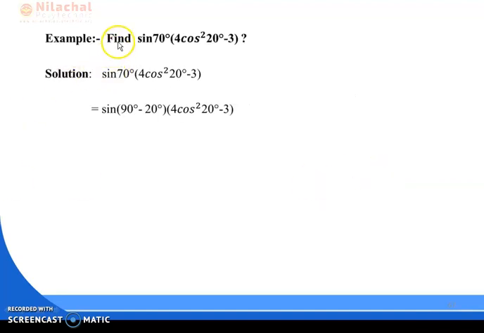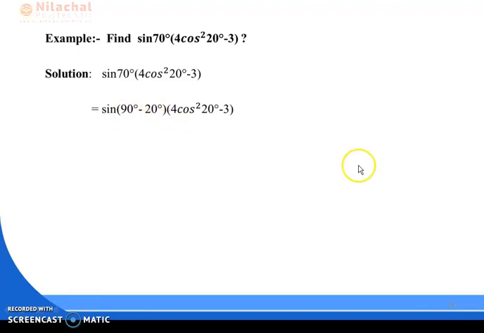For example, find sin 70 degree, 4 cos square 20 degree minus 3. In this way, we find 70 degree; we know that it is 90 degree minus 20 degree. Why do we do it now? Because here we have 20 degree, so 70 degree. So, we should make this 70 degree acute. We can make this 70 degree smaller. So we convert it into an acute angle. So, 90 degree minus 20 degree.